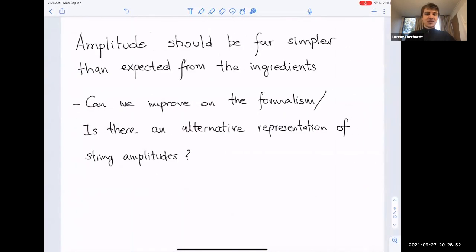But you know, not all hope is lost. Let me make one very important observation, namely what usually happens, and we know by now that it happens from various other sources, like the ones Fernando was talking about: the final amplitude, or at least the expansion of the amplitude in a low energy expansion, should be far simpler than the ingredients.